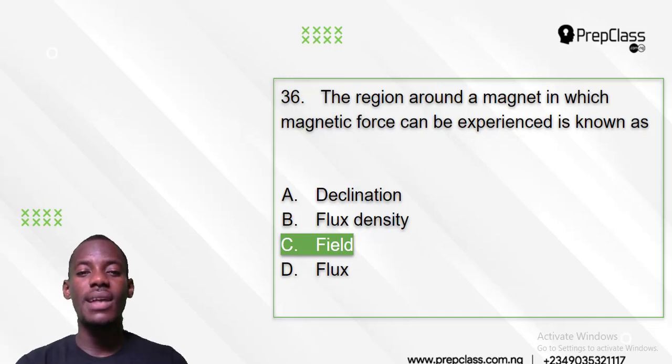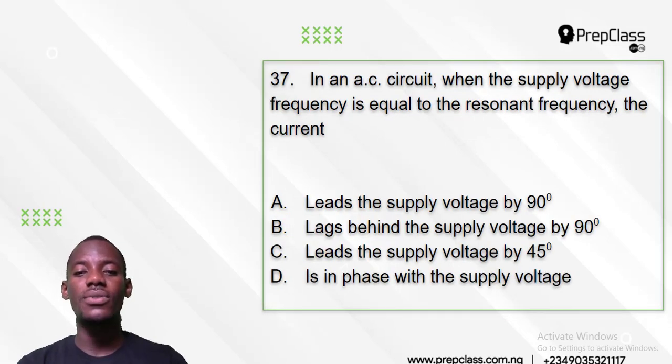Let's check out number 37. In an AC circuit, when the supply voltage frequency is equal to the resonant frequency, the current what? Now there's one thing to notice in this question. It is actually very simple, but you can see there's something called resonant frequency, and at resonant frequency only one thing happens: the current is in phase with the supply voltage, and that is it.